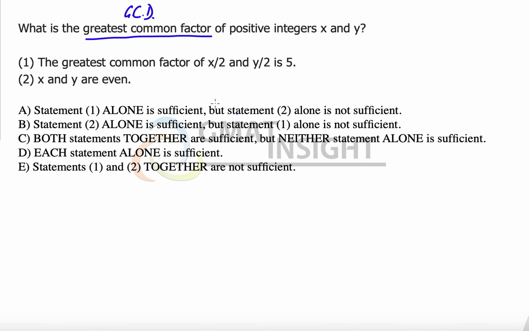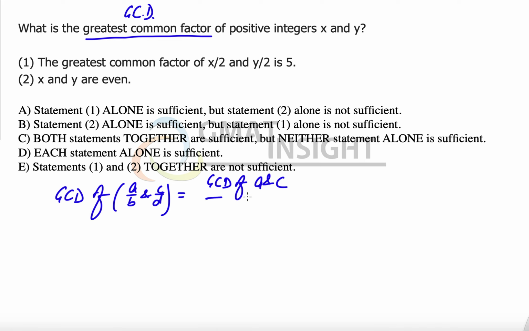But here I have chosen this question especially because the question is talking about fractions. So here we need to understand how to take the GCD of fractions. That means if we have GCD of a upon b and c upon d, we calculate that by calculating GCD of numerators divided by LCM of denominators. And this is how we calculate the GCD.